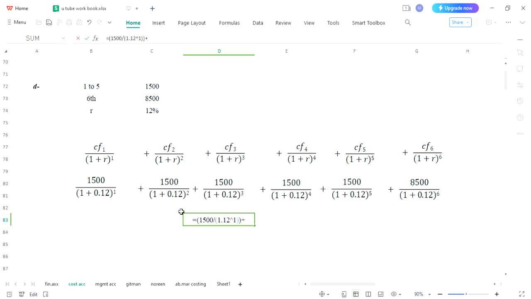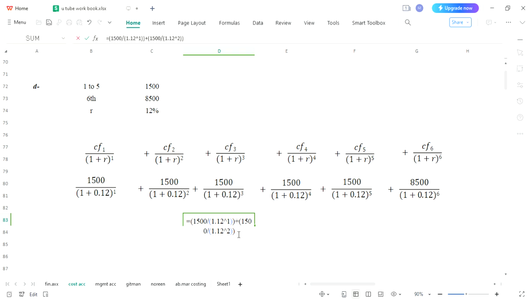For the second value, one thing I need to do is to copy it instead of writing again. See what had happened. Instead of this one, you will be putting 2. Please note it down. 1500, 1500, 1 plus 0.12, 1 plus 0.12. The only thing that changes is this raised to power, 1 and 2. You have just changed the raised to power.